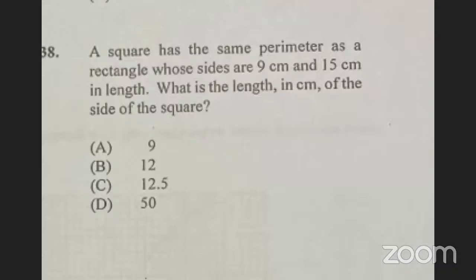They give you a square. A square has the same perimeter as a rectangle whose sides are 9 and 15 in length. All right, same perimeter. So 4S is equal to all the sides here, right? So that would be 2 by 9, that's 18, and 2 by 15, that's 30. So S will be 48 divided by 4. So the length of one side should be 12.